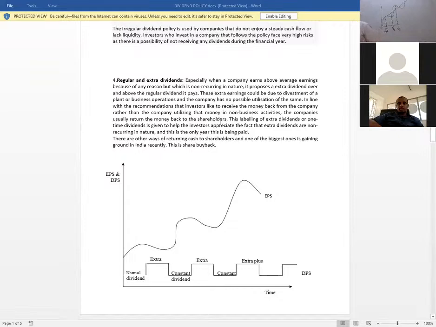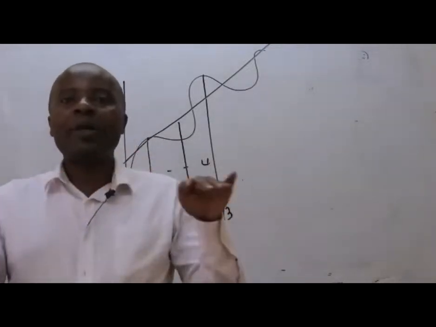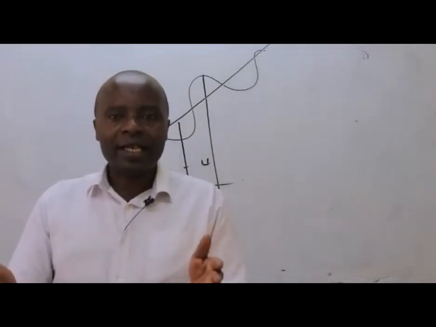So we are told here, especially when a company earns above average earnings because of any reason, but which is non-recurring in nature, it proposes an extra dividend over and above the regular dividend it pays. These extra earnings could be due to divestment. Perhaps they have sold some assets somewhere, of a plant or business operation, and the company has no possible utilization of the same. So you decide, ladies and gentlemen, to give your shareholders a bonus in that year, etc., etc.